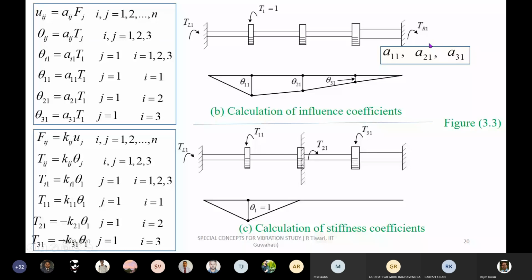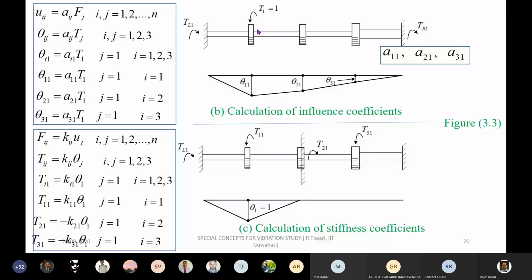Now let us see this particular example. We are applying a torque at the first disk, keeping the torque at the other disks 0. We are not applying any torque in the other disks. But when we apply some torque here, some reactions at the support on the left side and the right side will come, and that will be opposite to whatever torque direction we are applying at location 1.